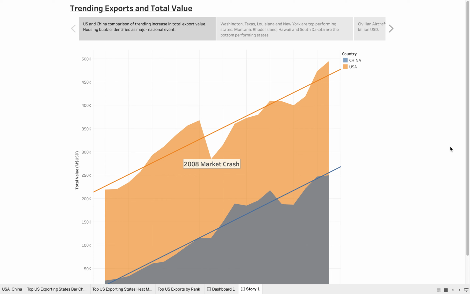I overlaid that data in this mountain graph and provided some trend lines to show that there is a continual increase in trending for total export value both for the U.S. and China. However, the U.S. does have a higher market capitalization and total export value compared to China.